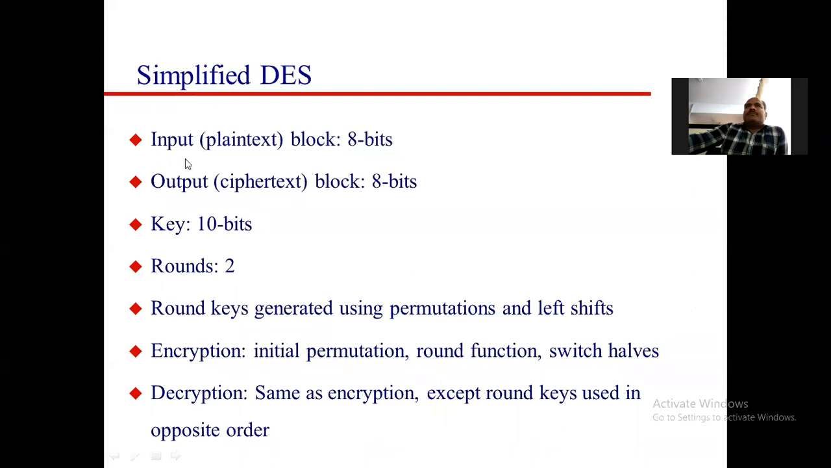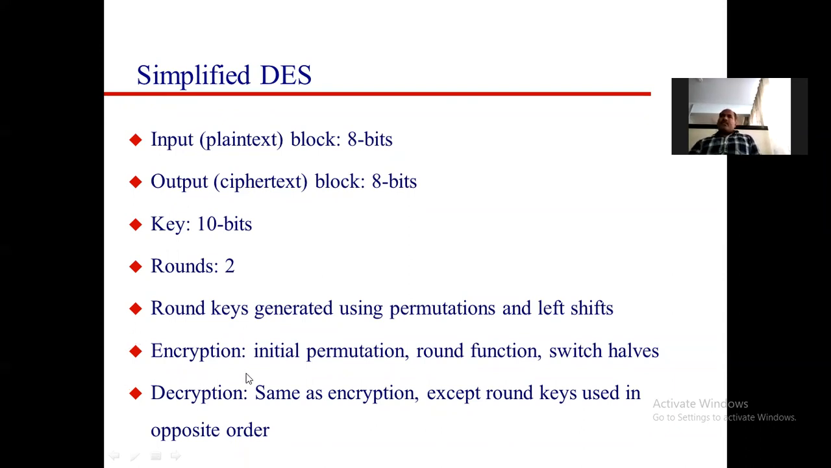The plain text input size is 8 bits, the cipher text block is 8 bits, and the key is a 10-bit key. The number of rounds is two. The round keys are generated using permutations and left shifts.